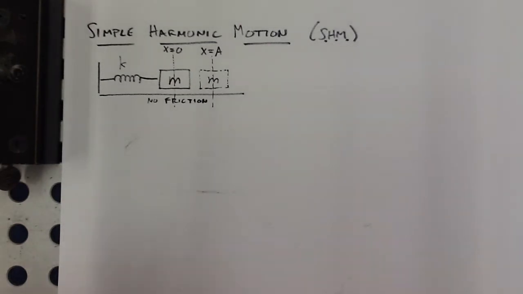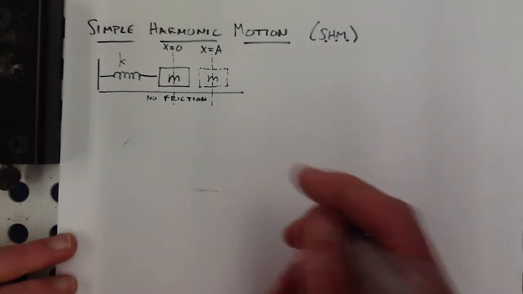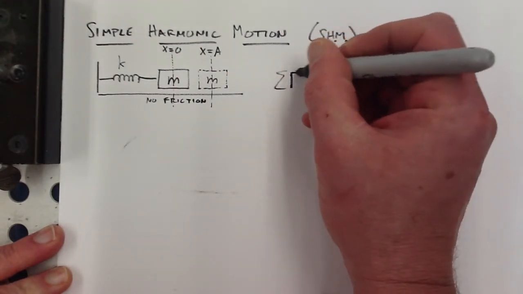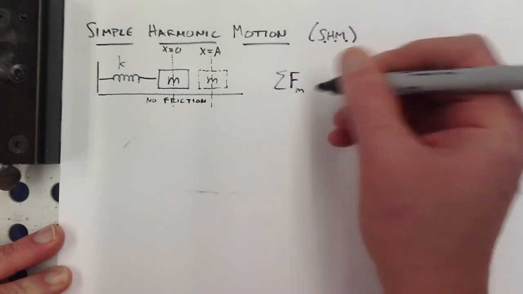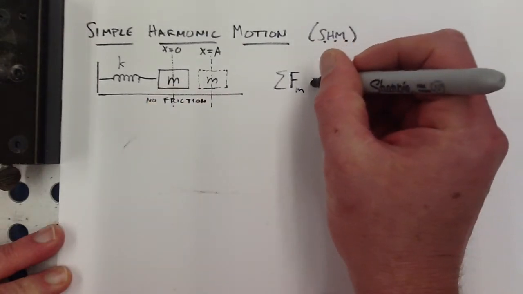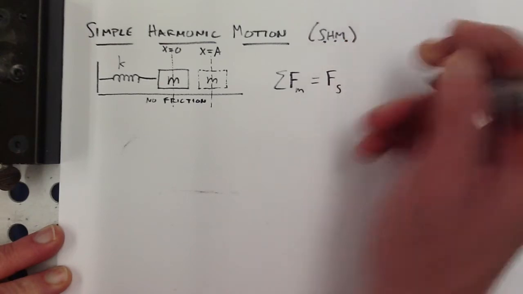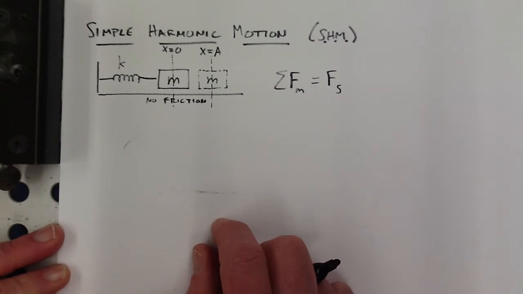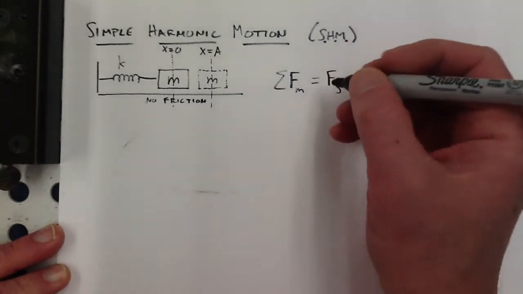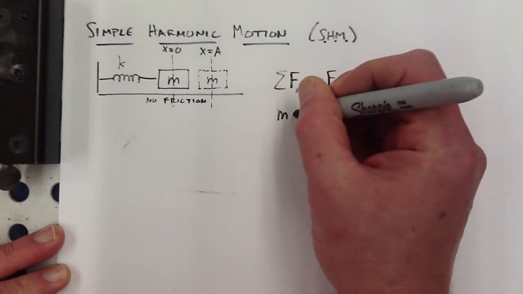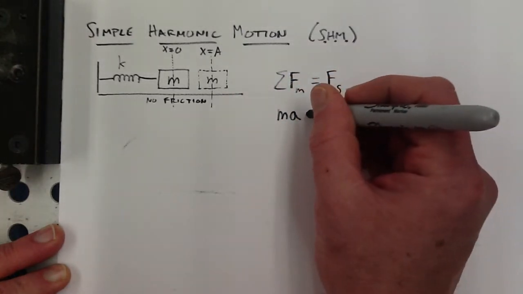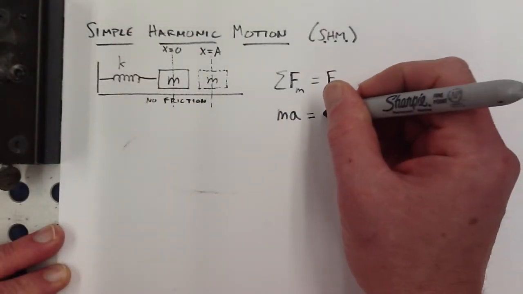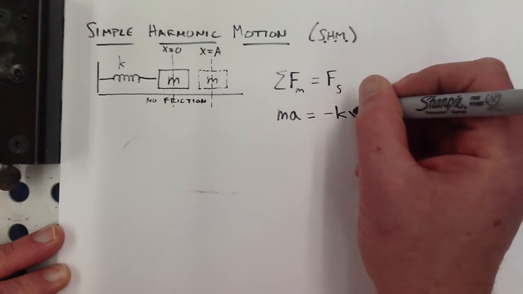So let's see what we know. We know stuff about this, right? We know that in this case, the net force on that block M is just the spring force, because there's no friction, and the normal force and the gravitational force would cancel each other out. Now, the sum of all forces is mass times acceleration. And the spring force, if this is an ideal spring with spring constant K, is equal to negative Kx.